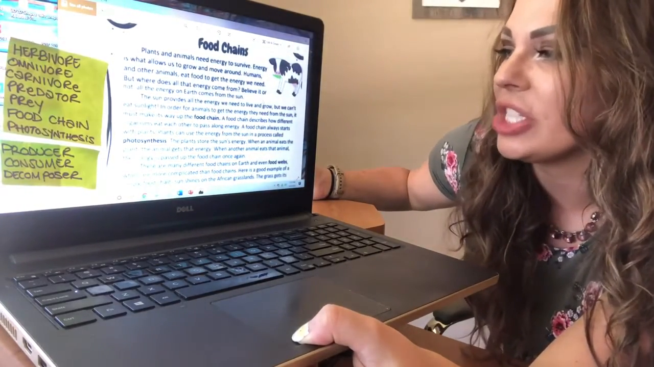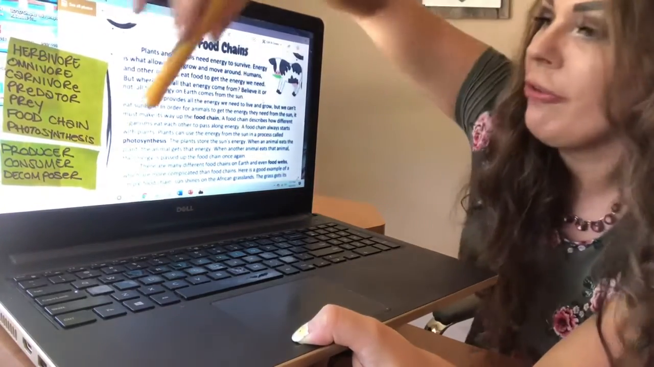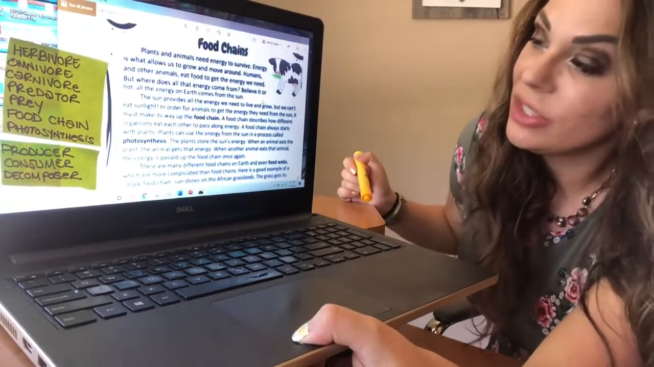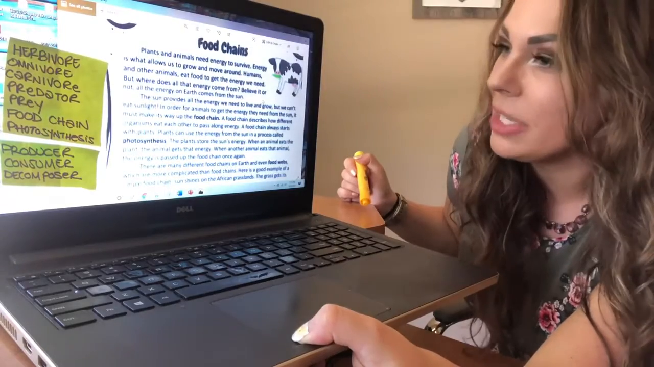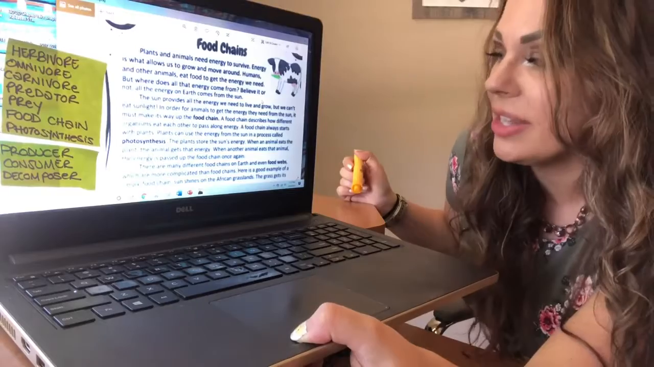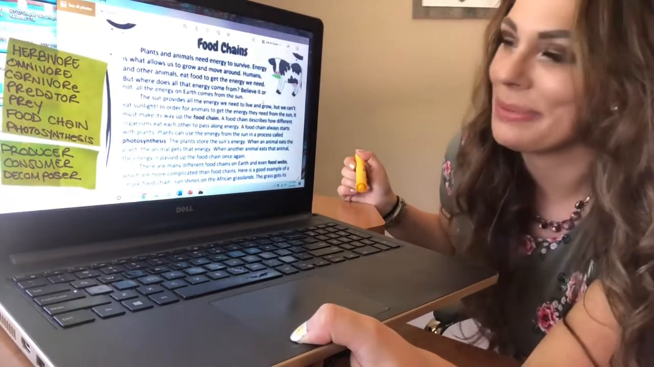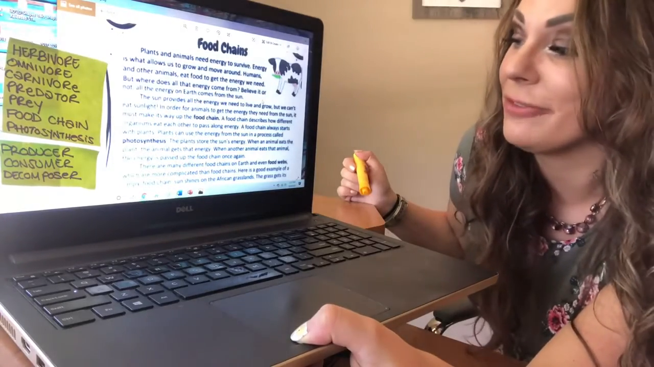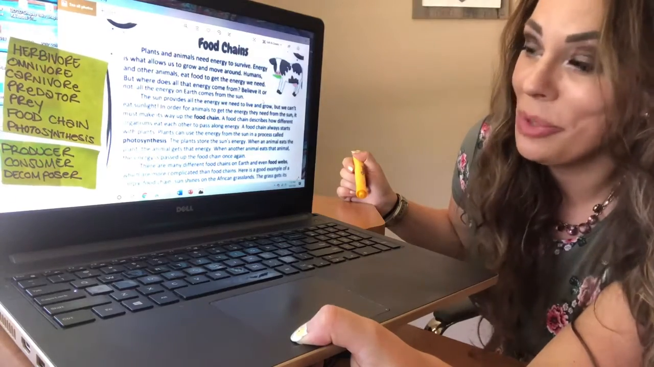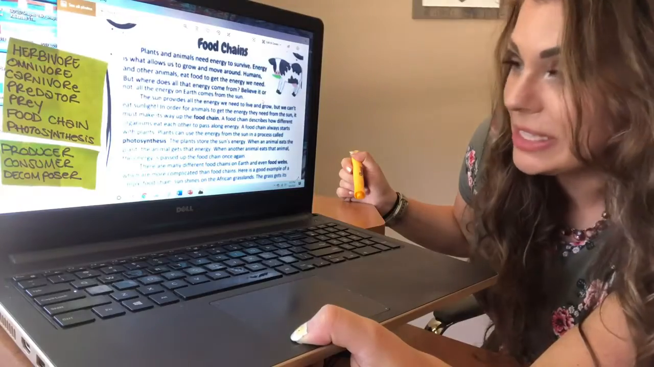Plants can use the energy from the sun in a process called photosynthesis. The plants store the sun's energy. When an animal eats the plant, the animal gets that energy. When another animal eats that animal, the energy is passed up the food chain once again. There are many different food chains on Earth, and even food webs, which are more complicated than food chains. Here is a good example of a simple food chain.